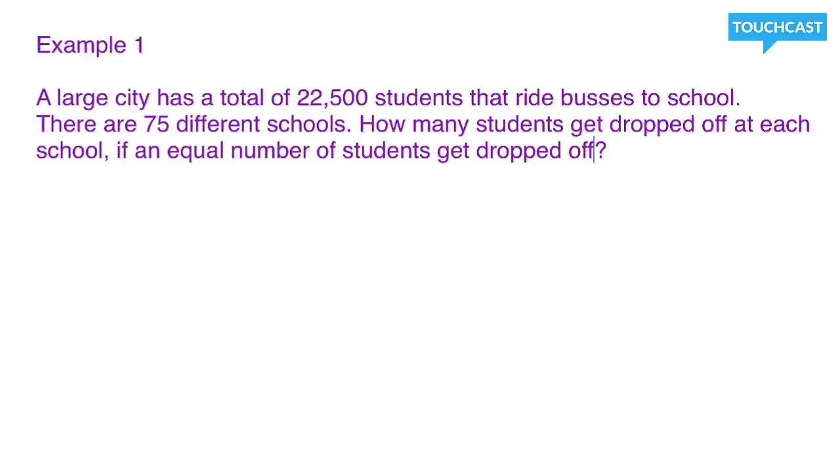All right, friends, the first example that we're going to look at is the following word problem. A large city has a total of 22,500 students that ride buses to school. There are 75 different schools. How many students get dropped off at each school if an equal number of students get dropped off? So it's saying the same amount of kids get dropped off at each of the 75 different schools.